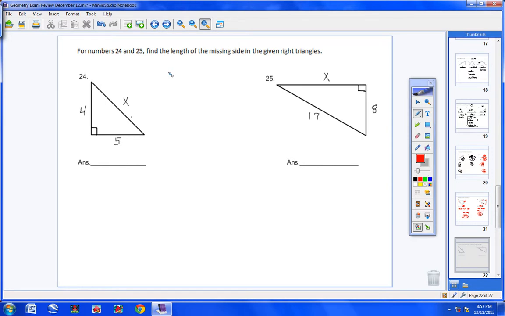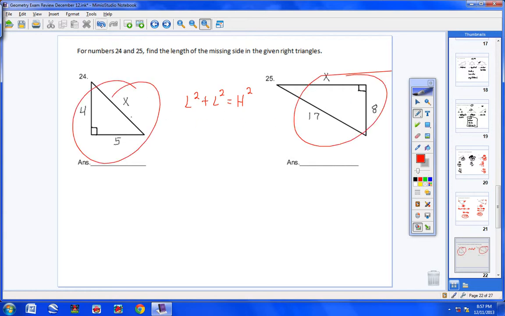Okay, let's review Pythagoras Theorem. L squared plus L squared equals H squared. Anytime you have a right triangle like we do here and here, and you know two sides, you can find the third side by using Pythagoras Theorem. So let's do that very quickly. Notice I have a leg right here, this is a leg right here, and this is my hypotenuse right here.